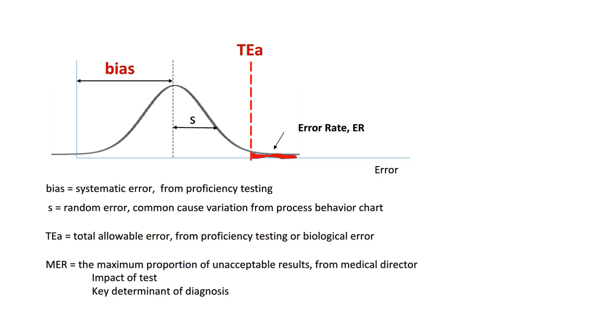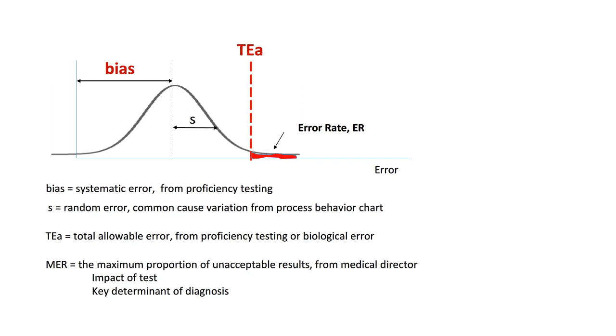The imprecision, or S, comes from the process behavior chart and is the standard deviation of the common cause variation. This is one of the reasons why stability is so important. We can't evaluate capability unless the process is stable. Bias is obtained by comparing your proficiency testing results against the standard. Any single proficiency testing event would be only an estimate of the bias. You would average the error from several proficiency testing challenges to obtain a better estimate of the bias.